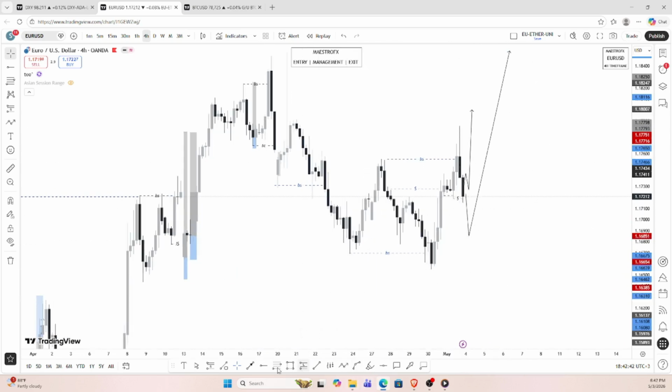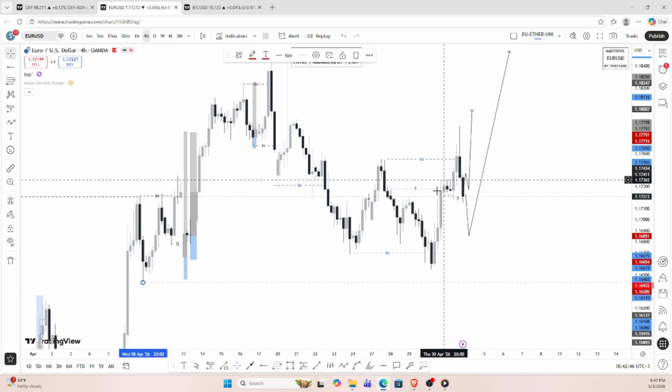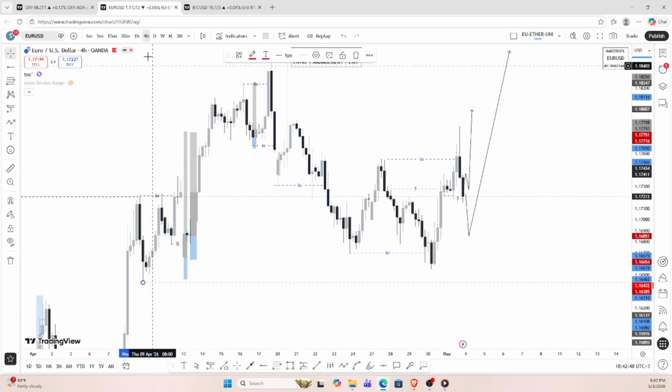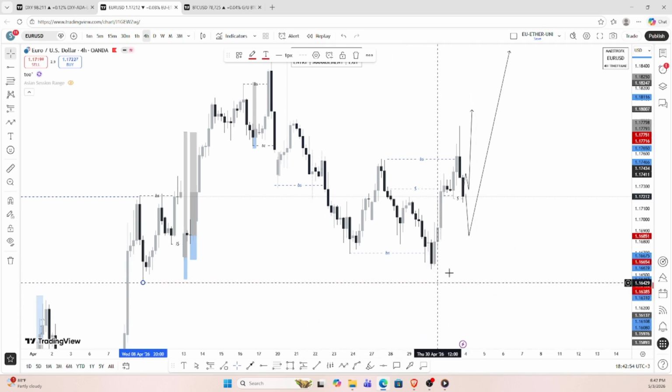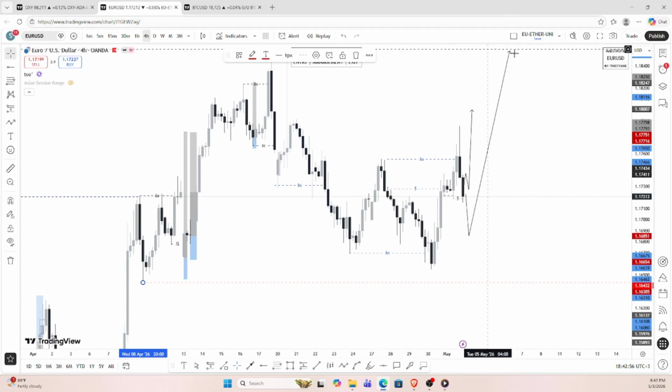Due to what I was anticipating last week, I had a short trade here. We will see that on 1 hour time frame. I was anticipating that we could take this last liquidity before we head and take the sell side liquidity, before we start going to the downside.